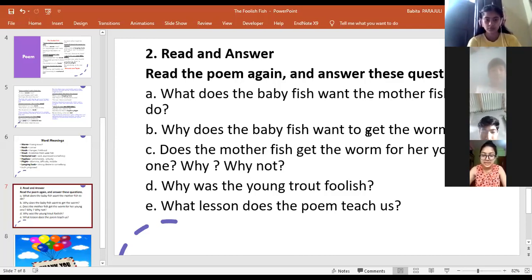Why does the baby fish want to get the worm? You know that he was very hungry, I already said it earlier. Does the mother fish get the worm for the young one? Why or why not? Now you can write this yourself. Is that the worm which was managed by the mother fish for the little fish or by the fisherman?